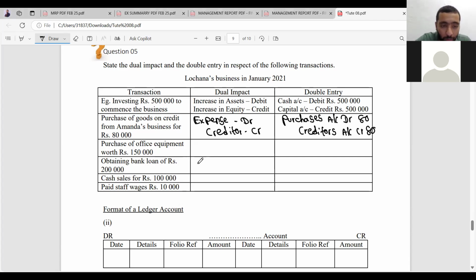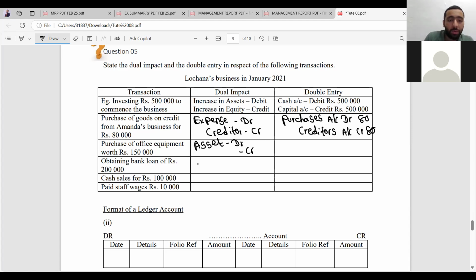Next, purchase of office equipment worth 150,000. Office equipment worth 150,000 was bought. Right now, office equipment is not an expense. You don't buy it all the time. You can use it for more than a year. So office equipment is what? Yes, office equipment is an asset. Asset account debit. What is credit?